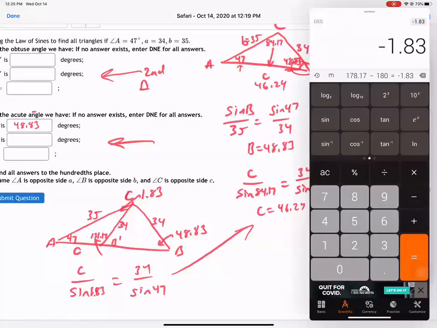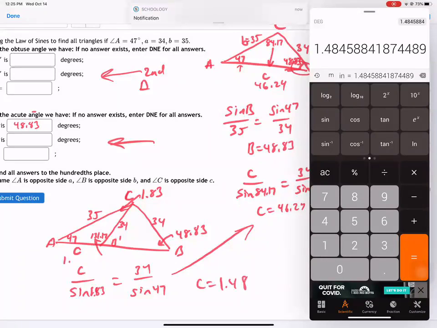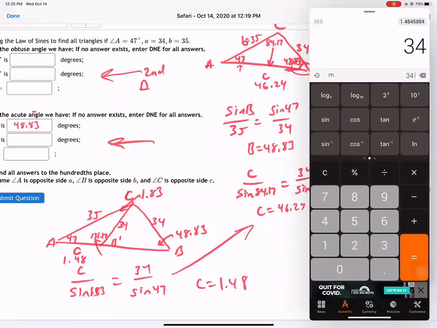Calculator work. This is just going to be 34 times 1.83 sine equals, and divide that by 47 sine equals. And we're left with a C side of 1.48, which is a pretty small side. Let me do it one more time. 34 times 1.83 sine equals, divided by 47 sine equals, yeah, 1.48. Okay.